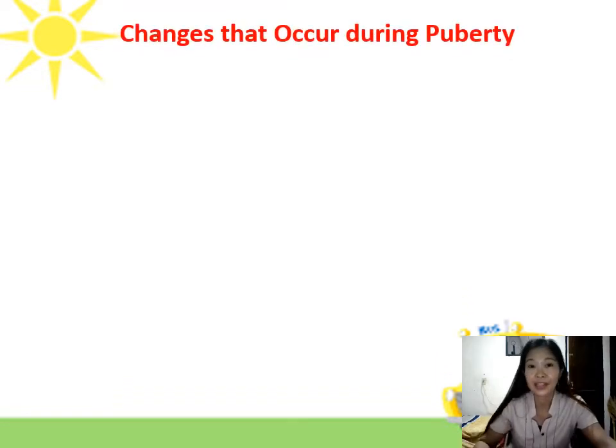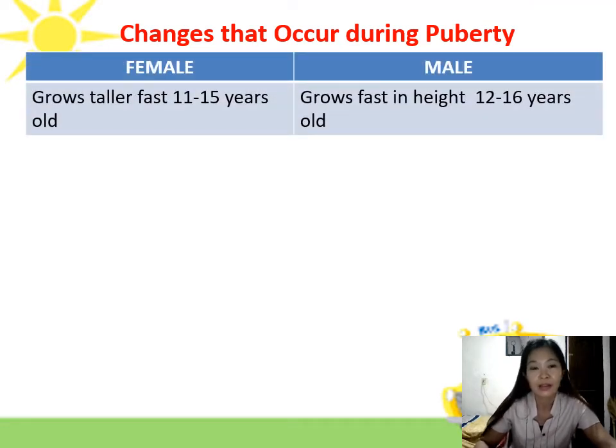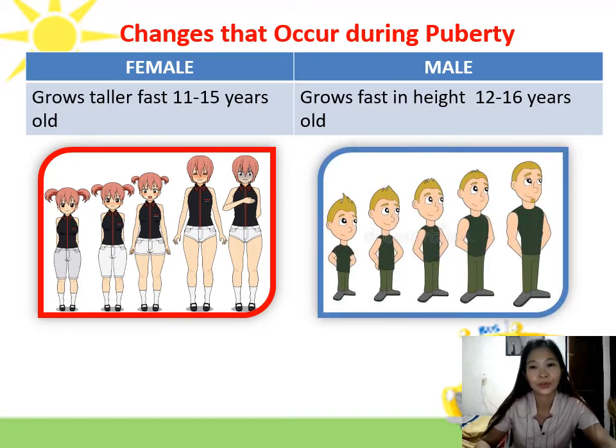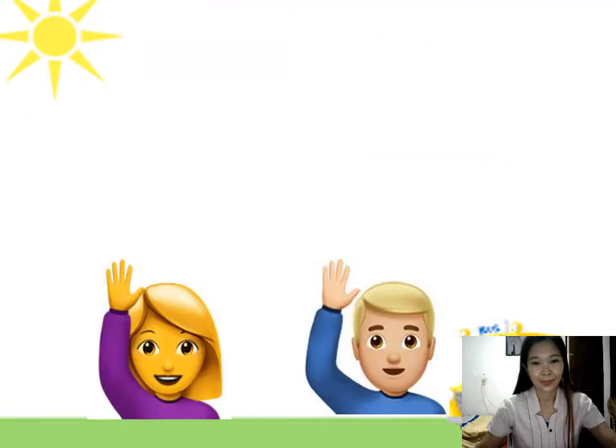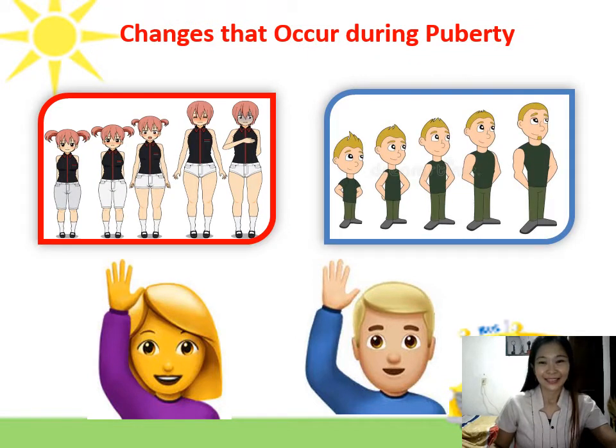Let us now enumerate the changes that occur during puberty. A female grows taller fast from 11 to 15 years old, and a male grows fast in height from 12 to 16 years old. Now, I will ask you, who among you thought you grew taller fast now than last year? If yes, that's normal because at your age now, you are already experiencing some initial changes in your body.